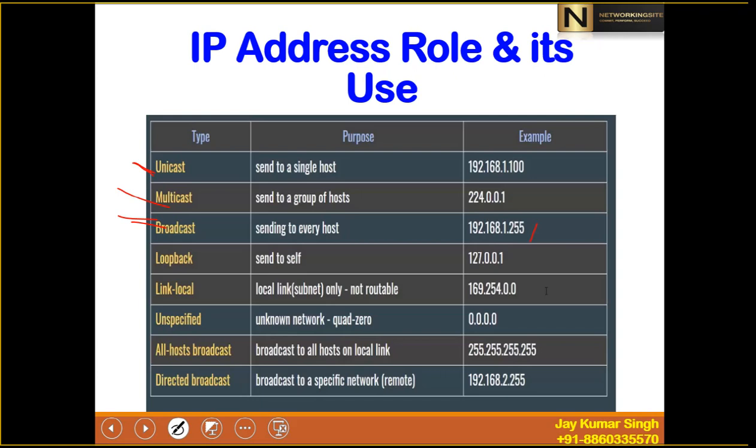Okay. Loopback, we already know about this loopback address. Link local address is known as an APIPA address, this one, 169.254. This 0.0.0.0 is used for default routing. This is the broadcast address, and this is the whole broadcast address, all IP broadcast, and this is a specific network broadcast address. Just for example, this is not important. If you know, it's okay.